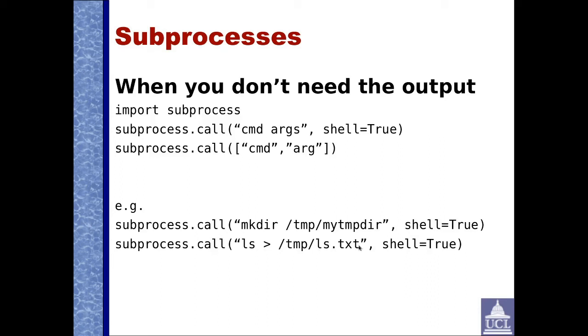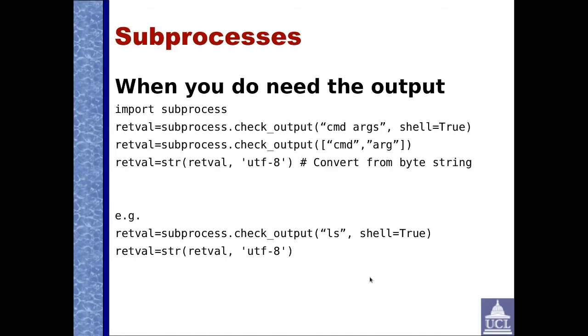So even though we're not getting the data back from the command directly, we're creating a file which we could then read in order to get the results back. When you do need the output, what you generally do instead is import the subprocess module and then call subprocess.checkOutput, which will create a return value, and then we need to convert that from a byte string into a normal string in order to be able to process it. So again, here's an example using ls, getting the results back, converting to a string.